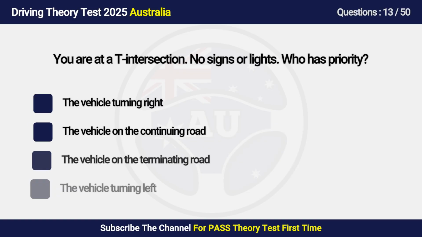Question 13. You are at a junction with no signs or lights. Who has priority? A. The vehicle turning right. B. The vehicle on the continuing road. C. The vehicle on the terminating road. D. The vehicle turning left.